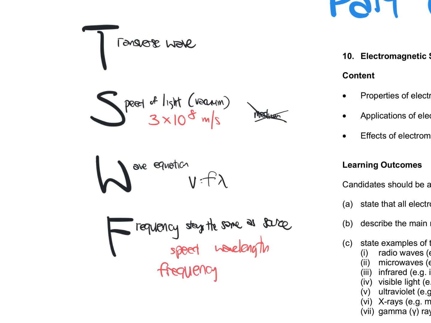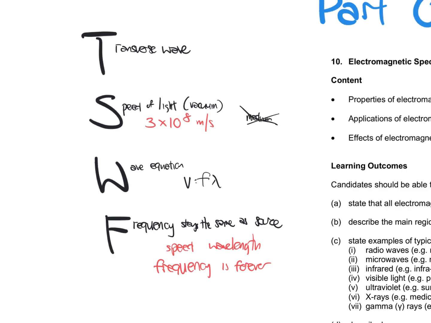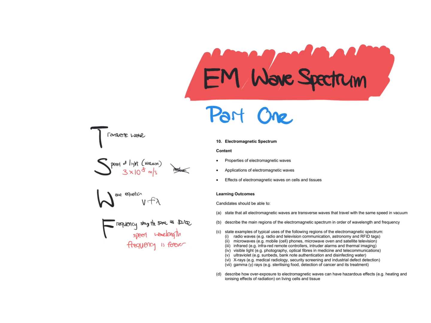In class, what we will say is frequency is forever. So as it goes from one medium to another, speed could change, wavelength could change, but the frequency does not change. All right? So this is the first set of things you need to know in this chapter concerning the properties of electromagnetic waves: TSWF.